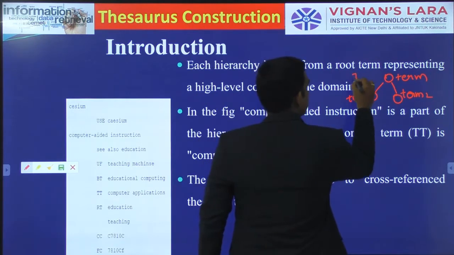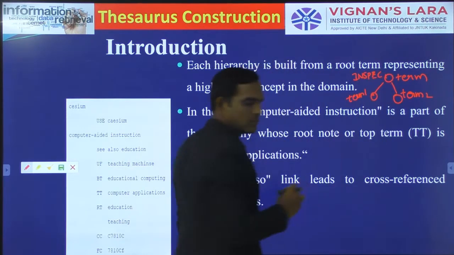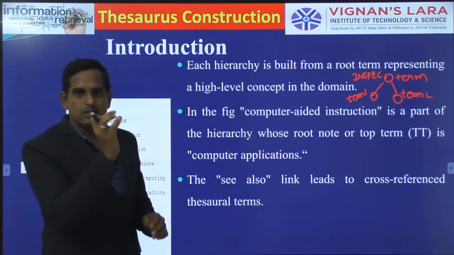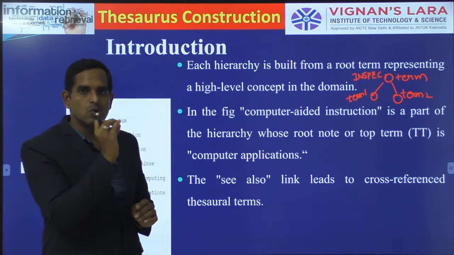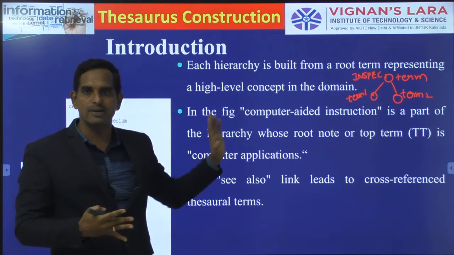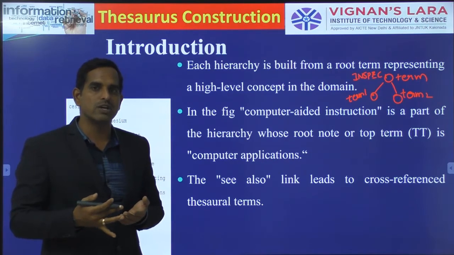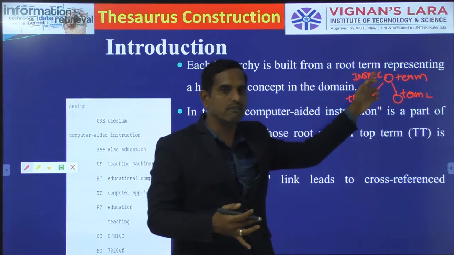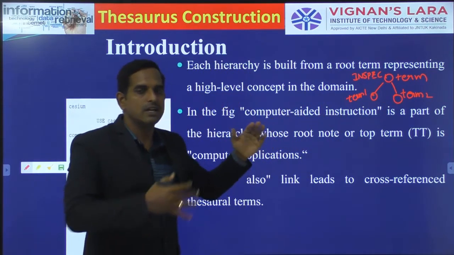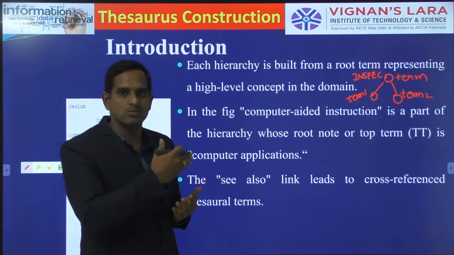I can take inspect word as the root word. Why? Because it will be the highest concept present in that particular domain. In a similar manner, based upon the application which you are implementing, you can have one root which is the highest concept, and the related roots will be coming down as your concepts reduce.